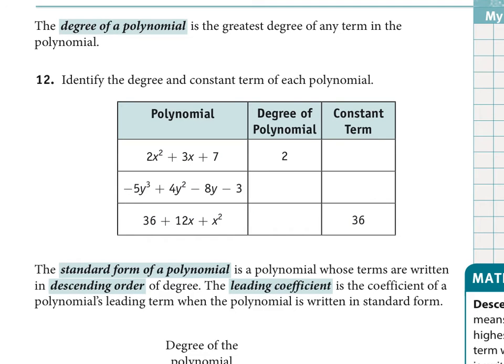All right, here for number 12, we're looking at the degree and constant term for this one. The first one, the constant term, the thing that has no variable, is 7. So 7 is the constant term. What's the degree for the second example? 3. Your largest exponent is 3. And my constant term would be negative 3.